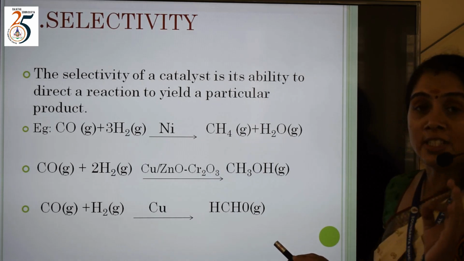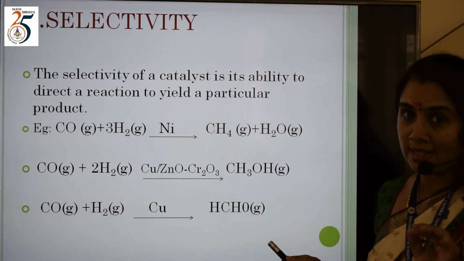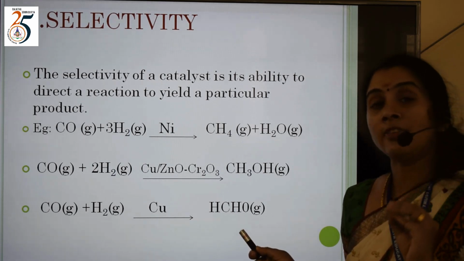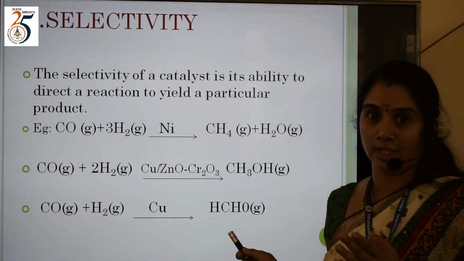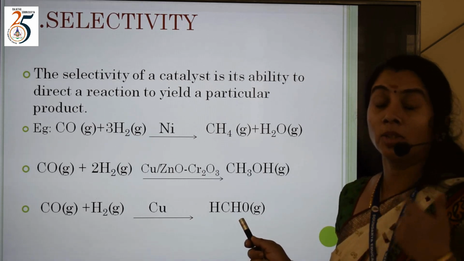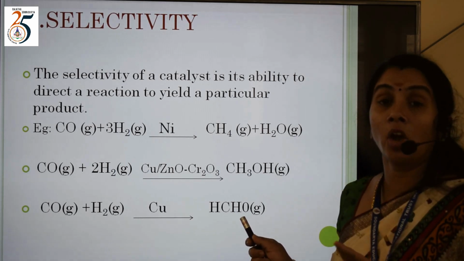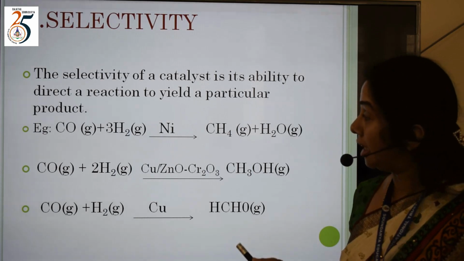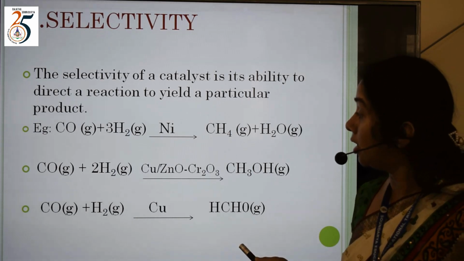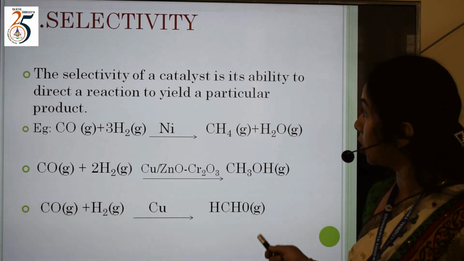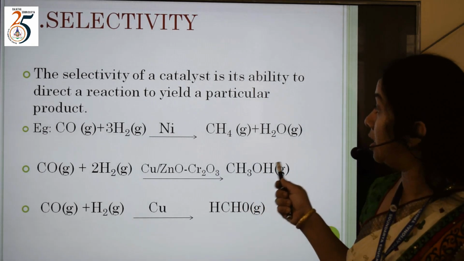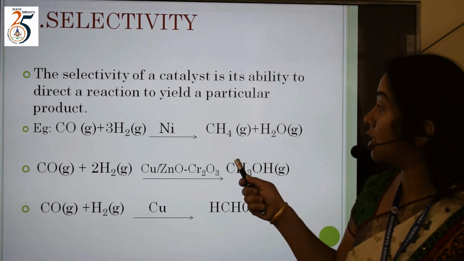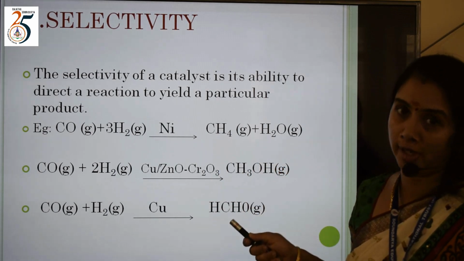Here, the selectivity of the catalyst means, see, previously we said that a catalyst cannot alter the rate of reaction, but cannot change the product. But there are cases where, depending on the catalyst used, the product also changes. So selectivity of a catalyst is its ability to direct a reaction to yield a particular product.